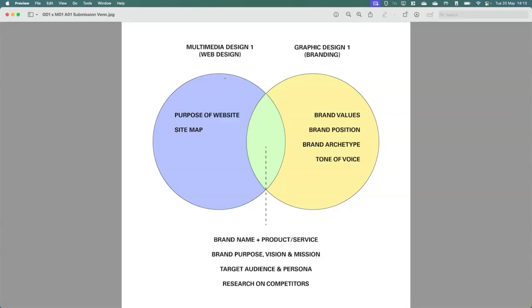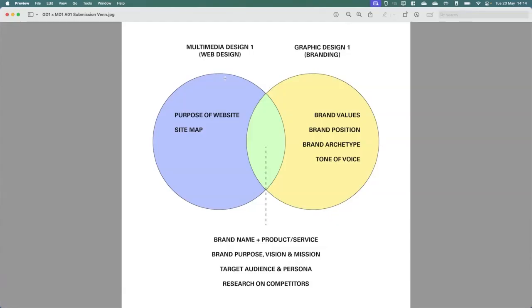Brand position is the cross segment, like how we arranged the brands of clothing. And then the brand archetype and tone of voice, which I will cover today. So by today's class, you should have all the information you need to finish assignment one for both subjects. You will prepare two separate presentation slides, but both will share some information and some will be different. Any question on this?